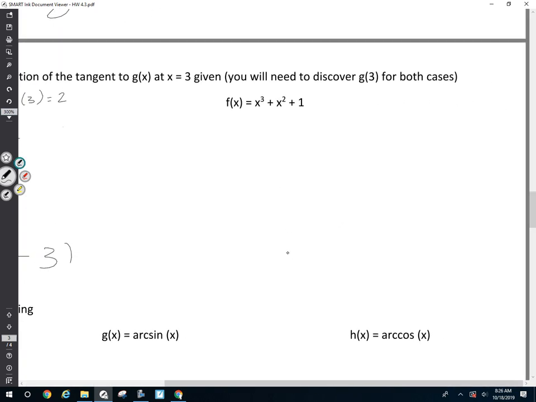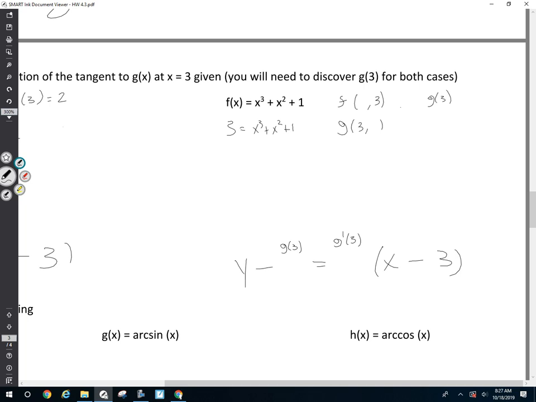This is a good one. Got y minus y1 equals m times x minus 3. I'll need g of 3. I'll need g prime of 3. Okay? So, g of 3, what is it? Well, f at some value will give us the y coordinate of 3. That'll give us the g of 3's y value. I got to set up an equation. 3 equals x cubed plus x squared plus 1.